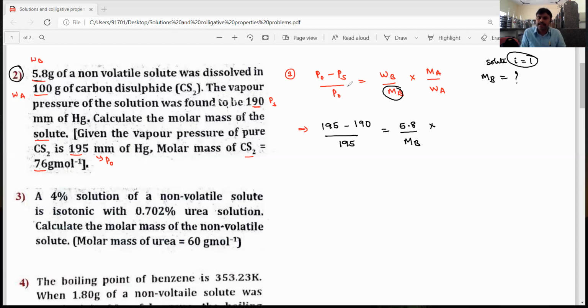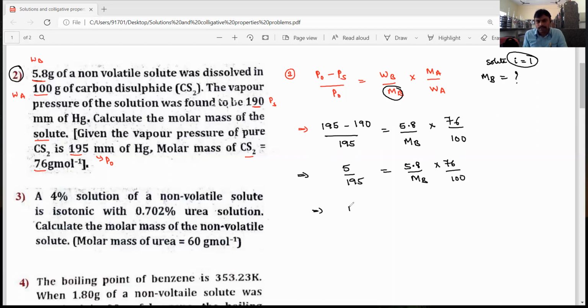That's why I am using the formula P naught minus Ps by P naught equals the number of moles of solute by the number of moles of solvent. The molecular weight of solvent is 76, and WA, the weight of solvent, is 100. Now MB: 195 minus 190, that is 5, divided by 195 equals 5.8 by MB into 76 divided by 100.